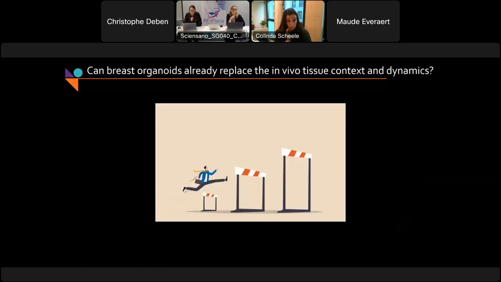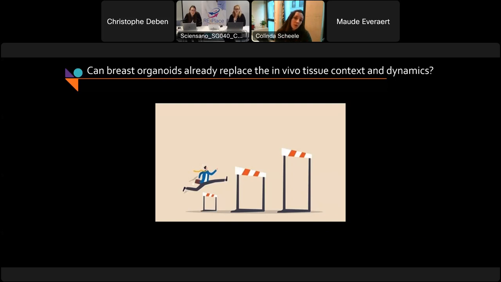So, can breast organoids already replace the in vivo tissue context and dynamics? I think we already got quite far, and just showing you these examples, I think we are very close to really mimicking all the different stages, which we can now really use to start and model the very first steps of tumor initiation in these models.